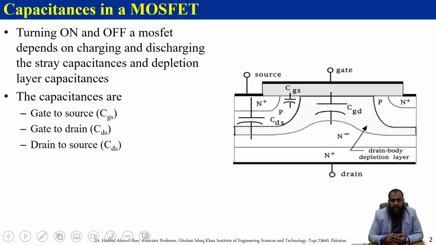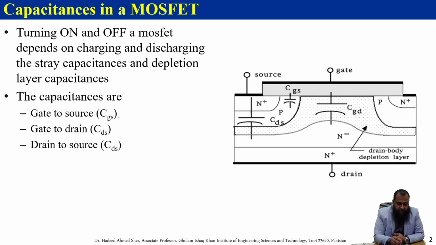A MOSFET has some capacitances due to the depletion layer and the stray capacitances. Typically we have three types of capacitances in a given MOSFET. The first capacitance is between the gate and source, the second is between the gate and the drain, and the third is from the drain to the source. These are abbreviated as CGS, CGD, and CDS.